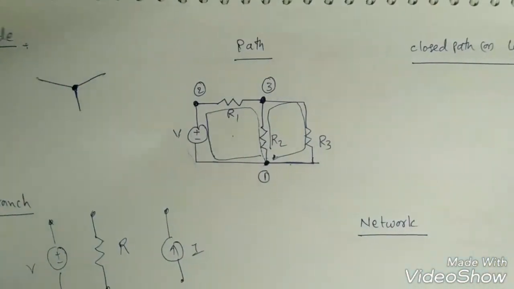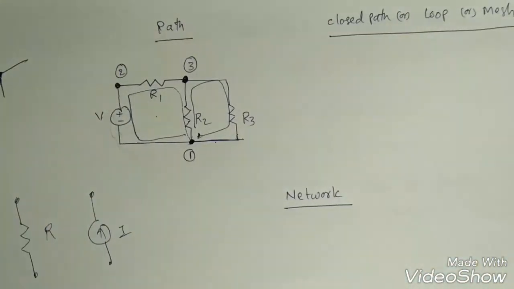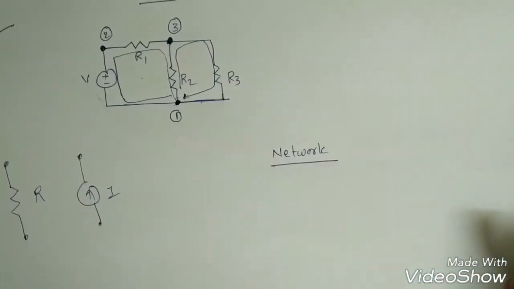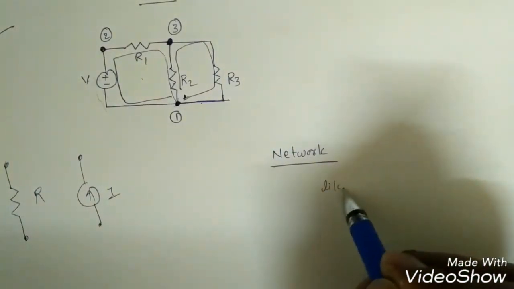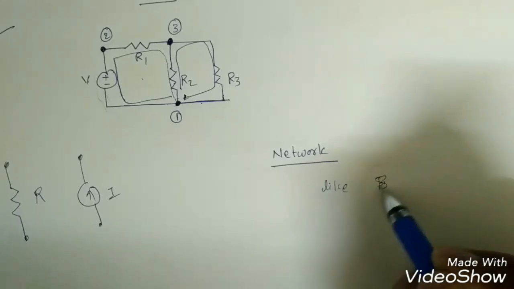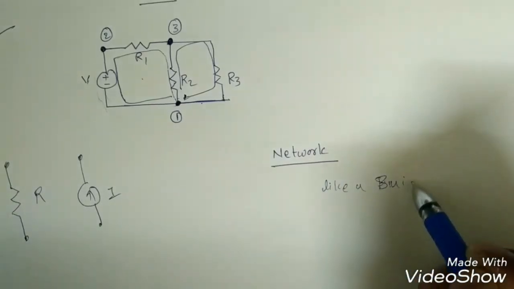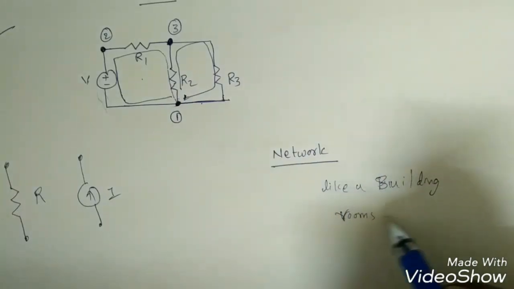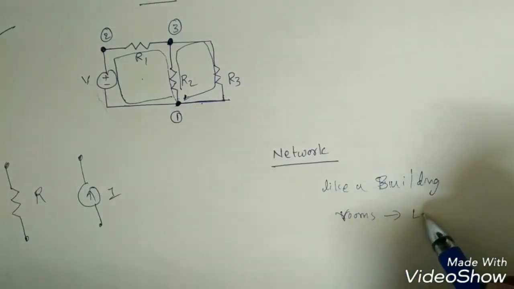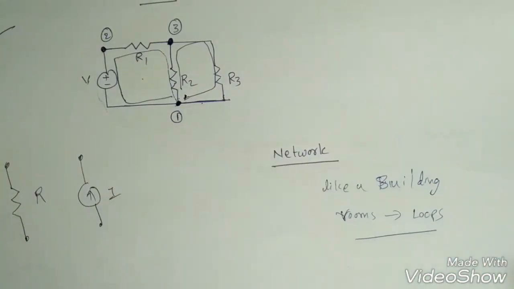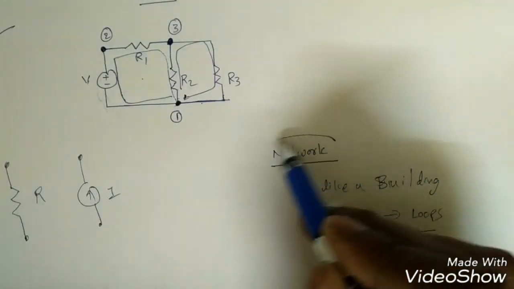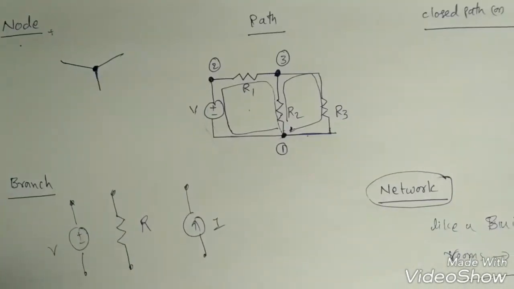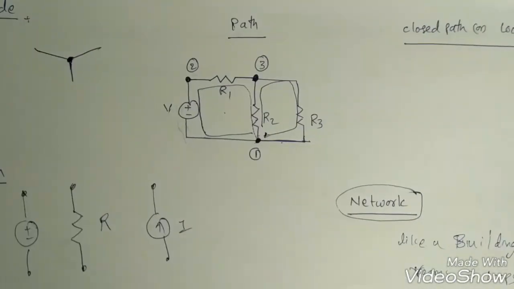branch. Now what is a network? It's a collection of the branches and nodes and loops, right? Now it's very simple. A network is like a simple building, right? A network is like a building, and the rooms will be there. The rooms are like our loops, right? So that is about network. I hope you got what is a node, what is a path, and what is a closed path, a loop or mesh, right?